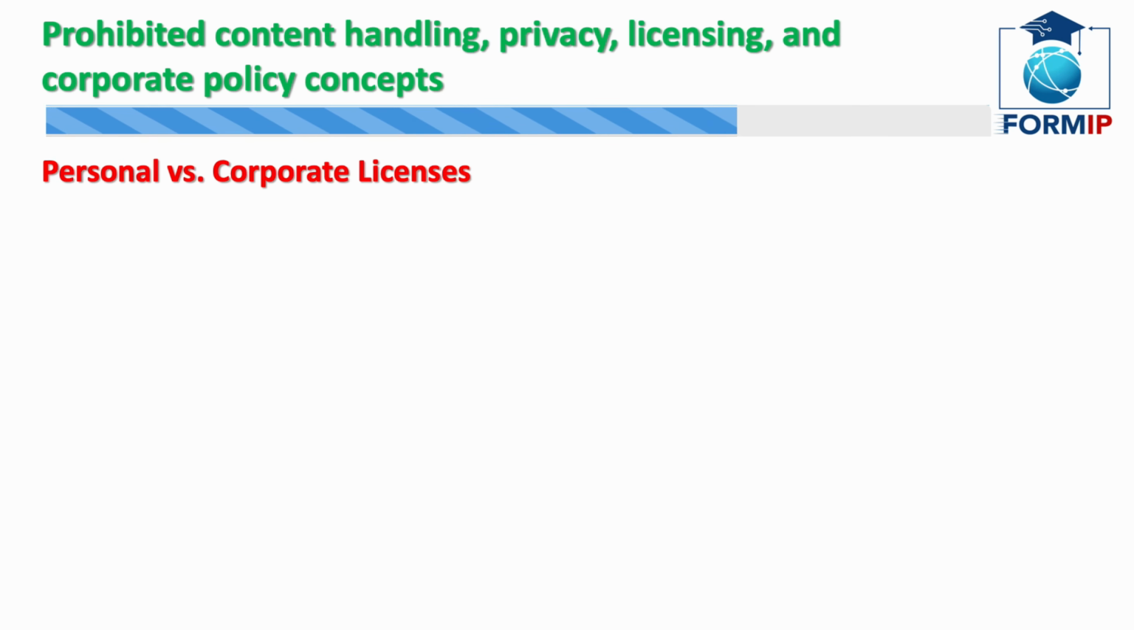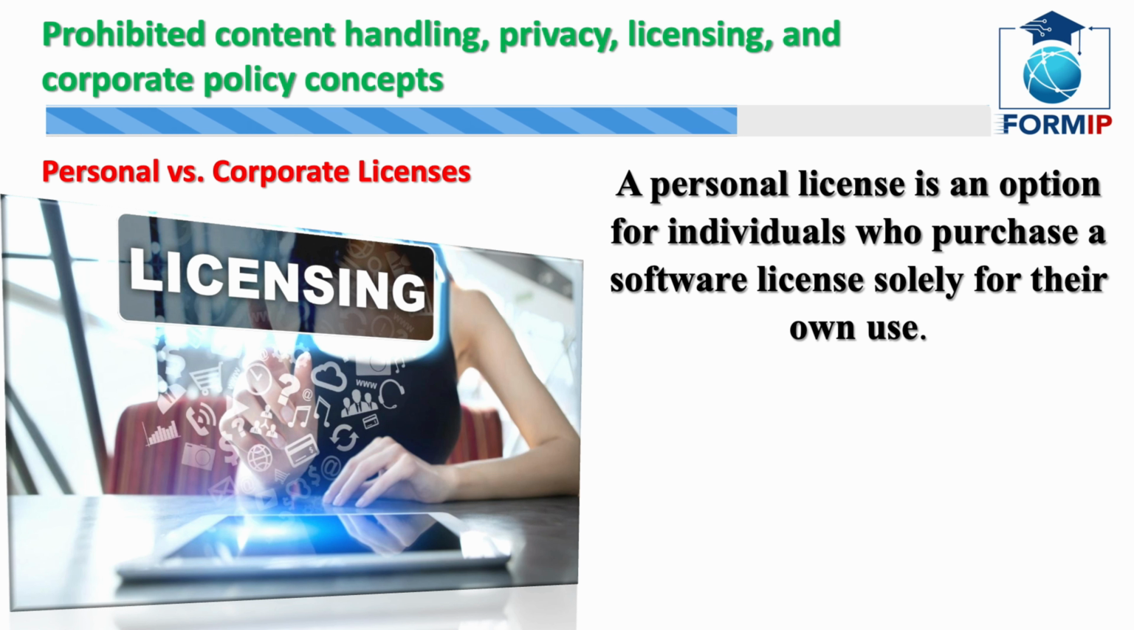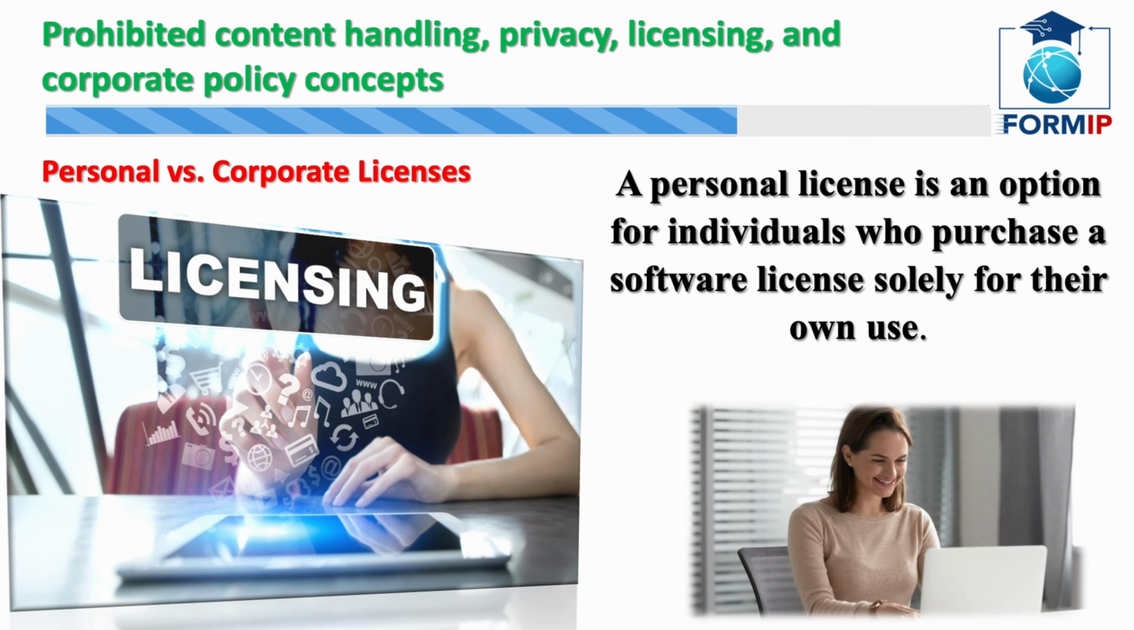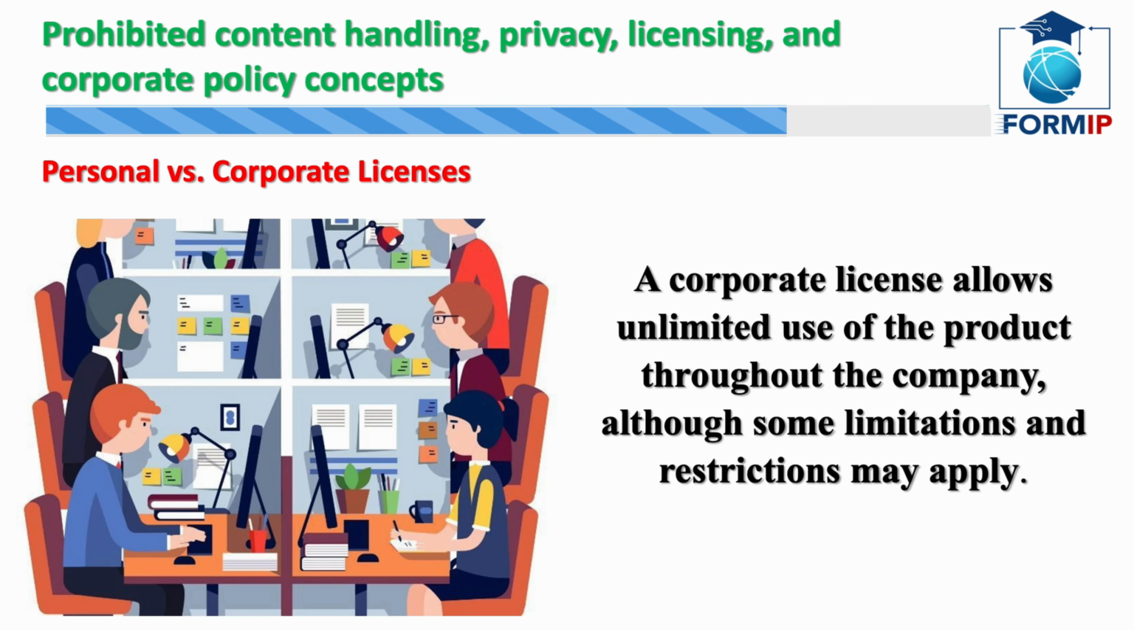Personal versus corporate licenses. And finally, let's now look at the terms personal and corporate licenses. A personal license is an option for individuals who purchase a software license solely for their own use. Essentially, these licenses limit the use of the software to one or a very small number of computers in the same household. On the other hand, a corporate license allows unlimited use of the product throughout the company, although certain limitations and restrictions may apply. This eliminates the need to register software every time it is installed on a new device.